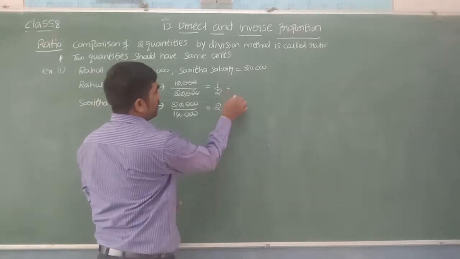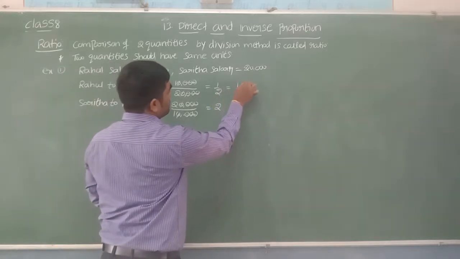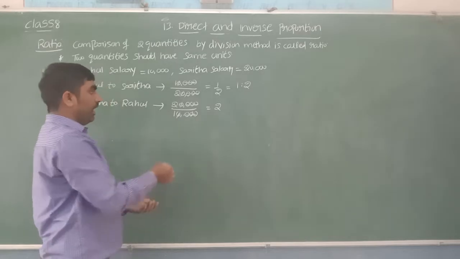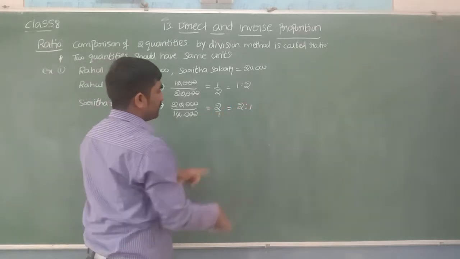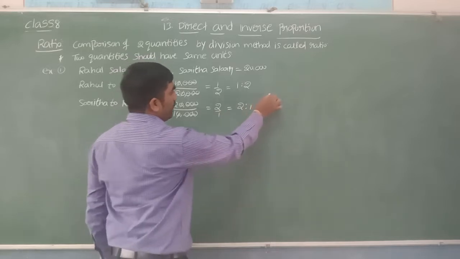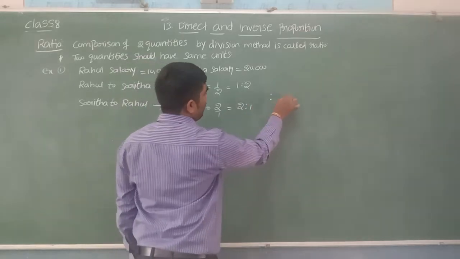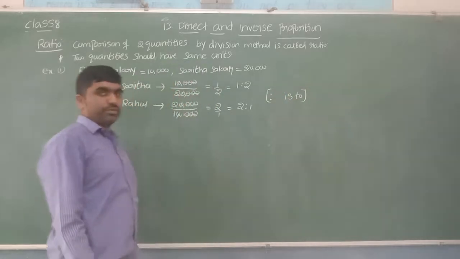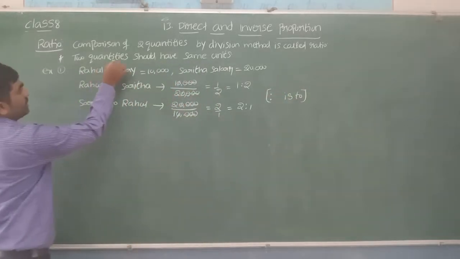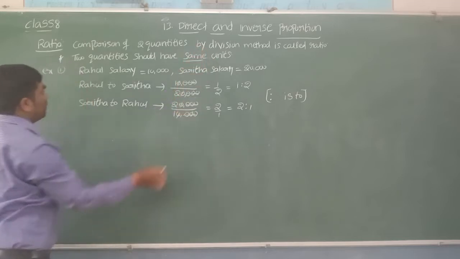Now we can express 1 by 2 as 1:2, and 2 by 1 we can express as 2:1. This is the symbol of ratio, and we can read it as 1 is to 2. And also I said that both the quantities must have the same units.